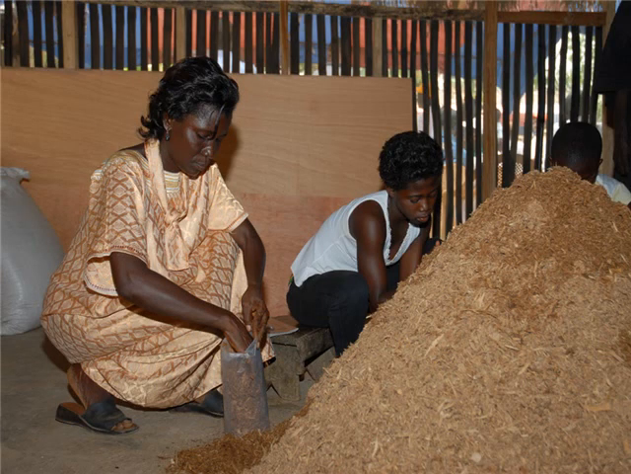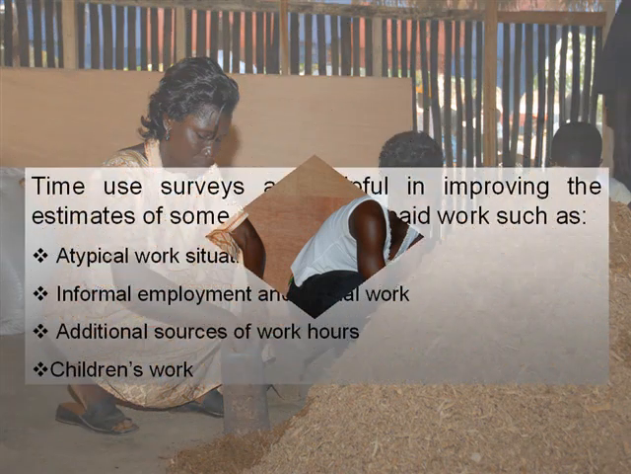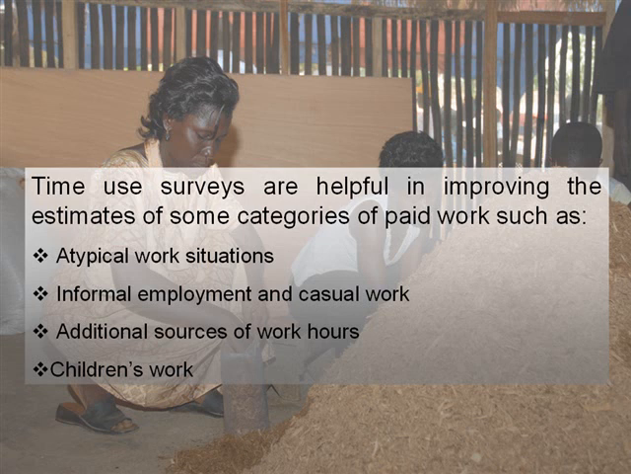Time use surveys are also useful in improving estimates of paid work by collecting accurate data on some categories of paid work which are not covered sufficiently using traditional labour force surveys, such as atypical work situations, informal employment, and casual work. They also capture additional sources of work hours, such as work done at home and while travelling, and children's work. For example, in Mongolia, the 2000 time use survey showed that 37% of children aged 12 to 15 are engaged in work.